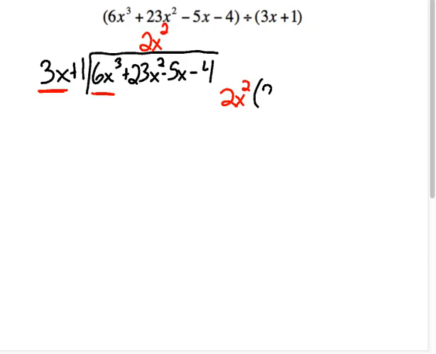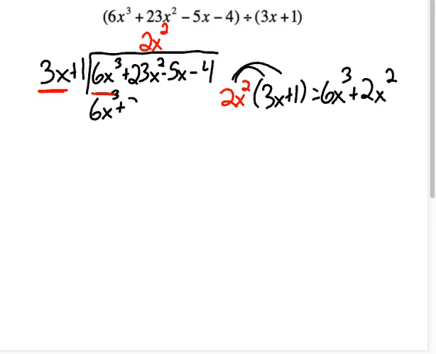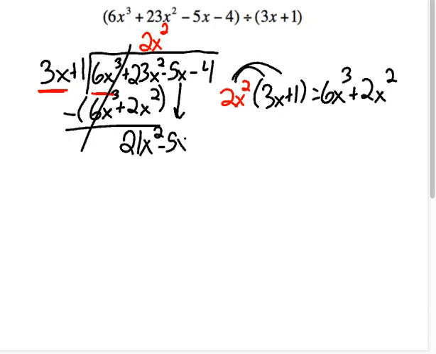And I'm going to multiply that to the 3x plus 1 to give me 6x cubed plus 2x squared. So that's what I'm going to put over here. And I'm going to subtract it off to see how close did I get. 6x cubed minus 6x cubed cancels off, meaning it's gone. 23x squared minus 2x squared is going to leave me a 21x squared. Then I pull down my next term.